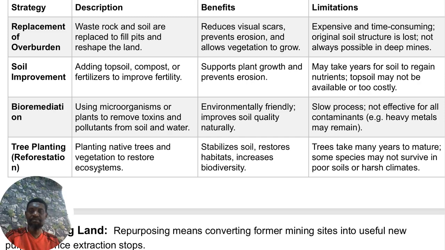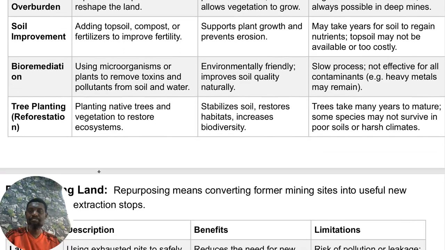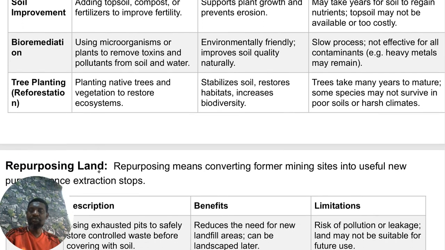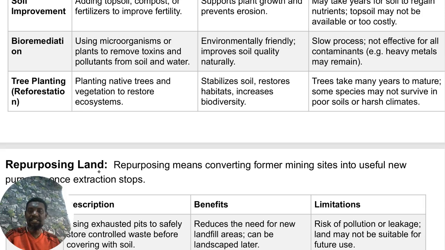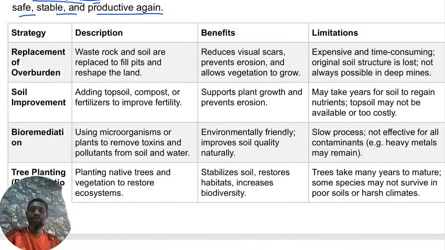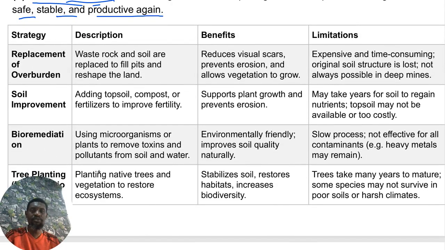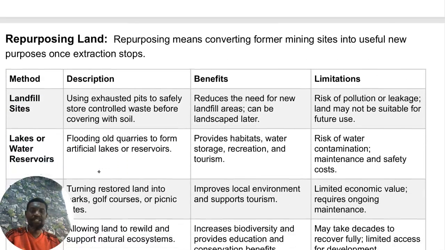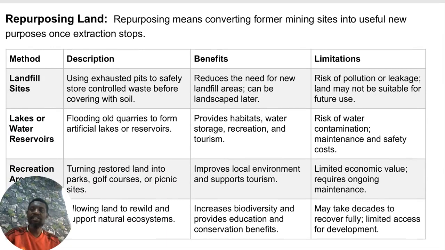So soil improvement simply means adding topsoil, compost, or fertilizer to improve fertility. Then bioremediation means using microorganisms. Take note of this definition. It means using microorganisms or plants to remove toxins and pollutants from soil and water. Then we have tree planting, which has to do with planting native trees and vegetation to restore the ecosystem. Now, you can actually pause this video here to look at the individual benefits and limitations of this way of managing the land after exploration has been done.